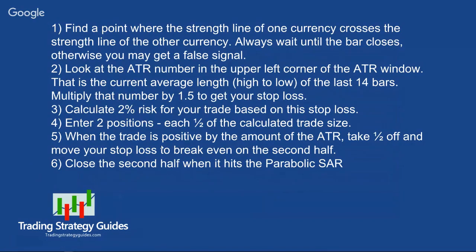So once the trade moves that much in your direction, you will no longer be able to lose because you will get half your trade. You'll get 22 pips on half your position, and then you'll set your stop loss to break even on the second half. You might want to do break even +1 or +2, just to cover your costs on the second half. Okay, and then you'll close the second half when it hits the parabolic SAR.